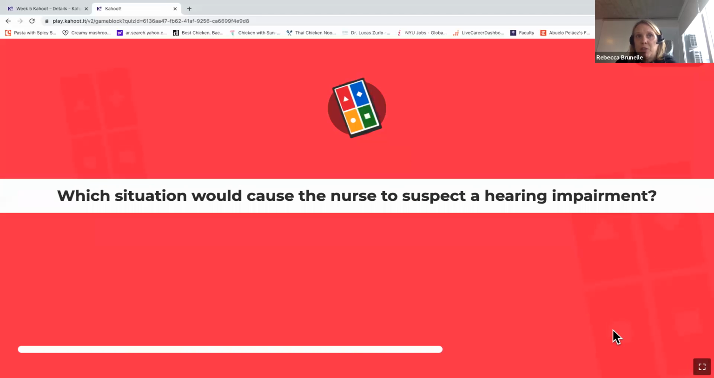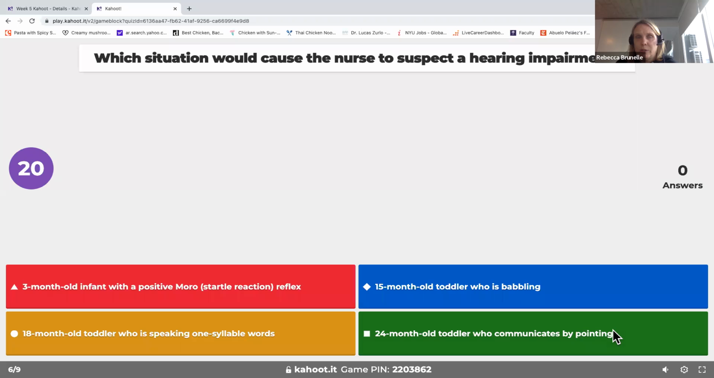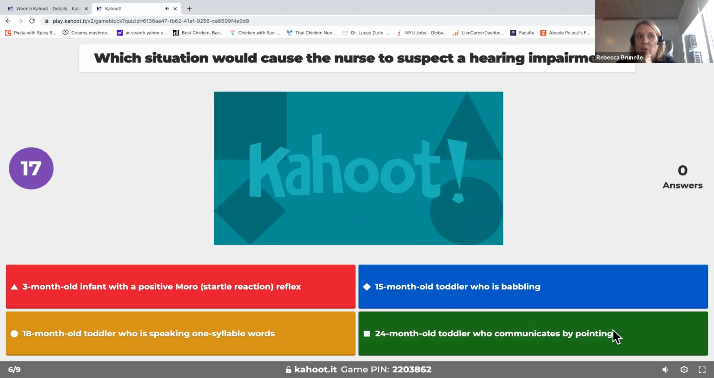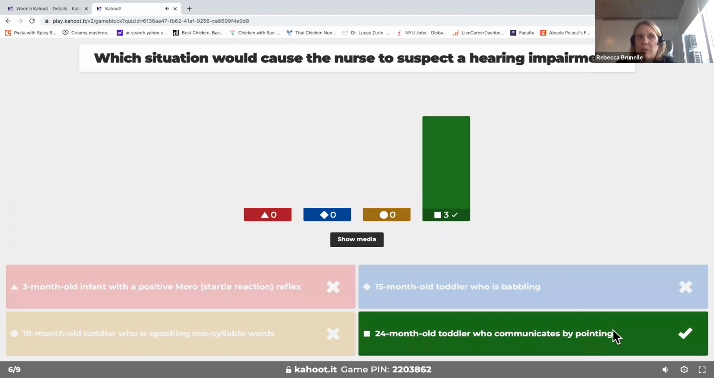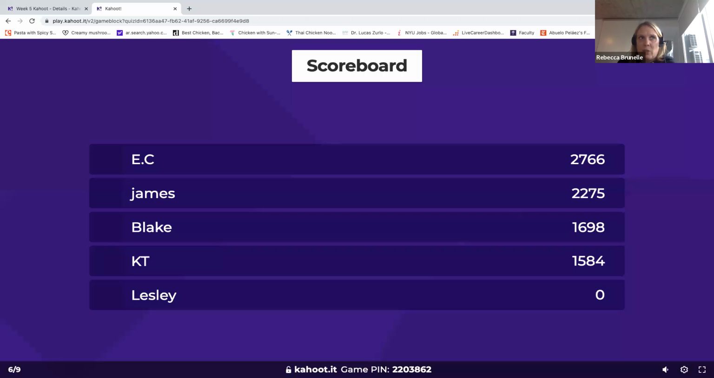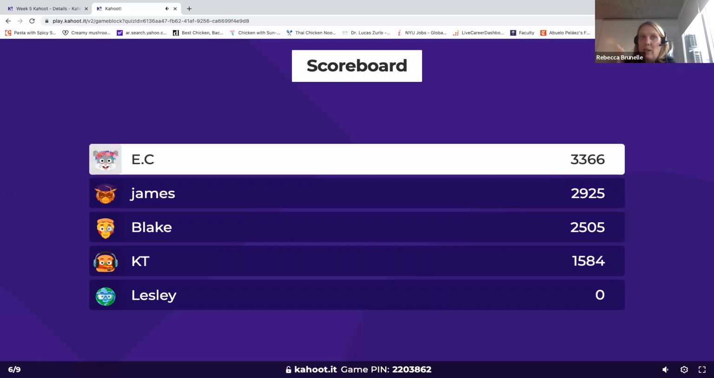What situation would cause the nurse to suspect a hearing impairment in a child? A 3-month-old with a positive startle reflex, an 18-month-old who is speaking 1-syllable words, a 15-month-old who is babbling, or a 24-month-old who communicates by pointing. So it is the 24-month-old that communicates by pointing. A 24-month-old should really be speaking in 2-word sentences. I mean, they might still point, but they should be talking. This should be their primary way of communicating.